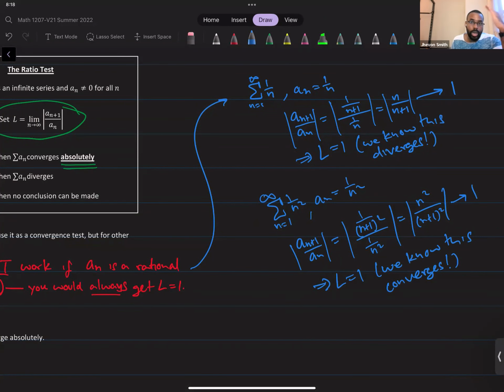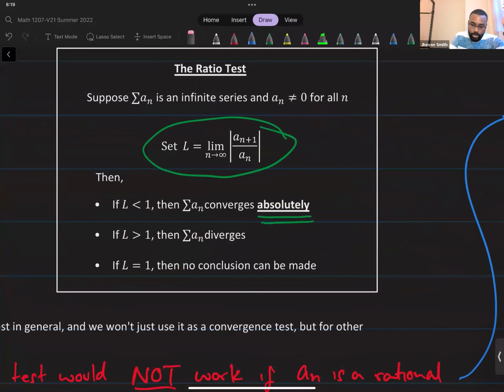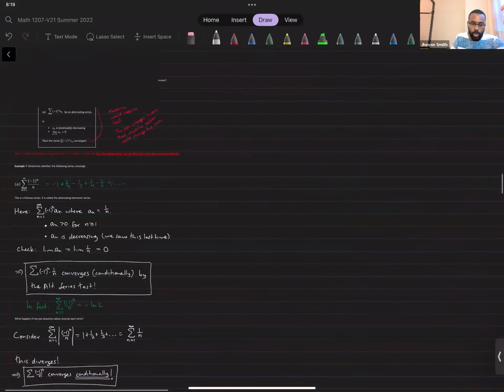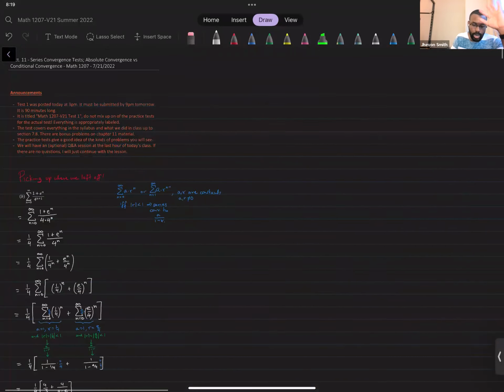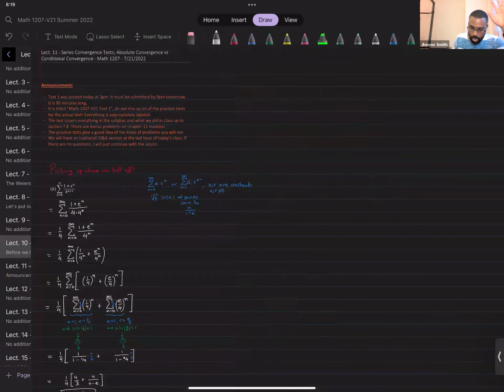You won't know. And it turns out when you have a rational expression, your L will always be 1, because plugging in n plus 1 will not change the degree. So that's one thing I would mention extra about this test. Don't waste your time using it on guys like that. And in fact, I will tell you when you want to use certain tests. We're actually going to talk about that, but it's also in the table.